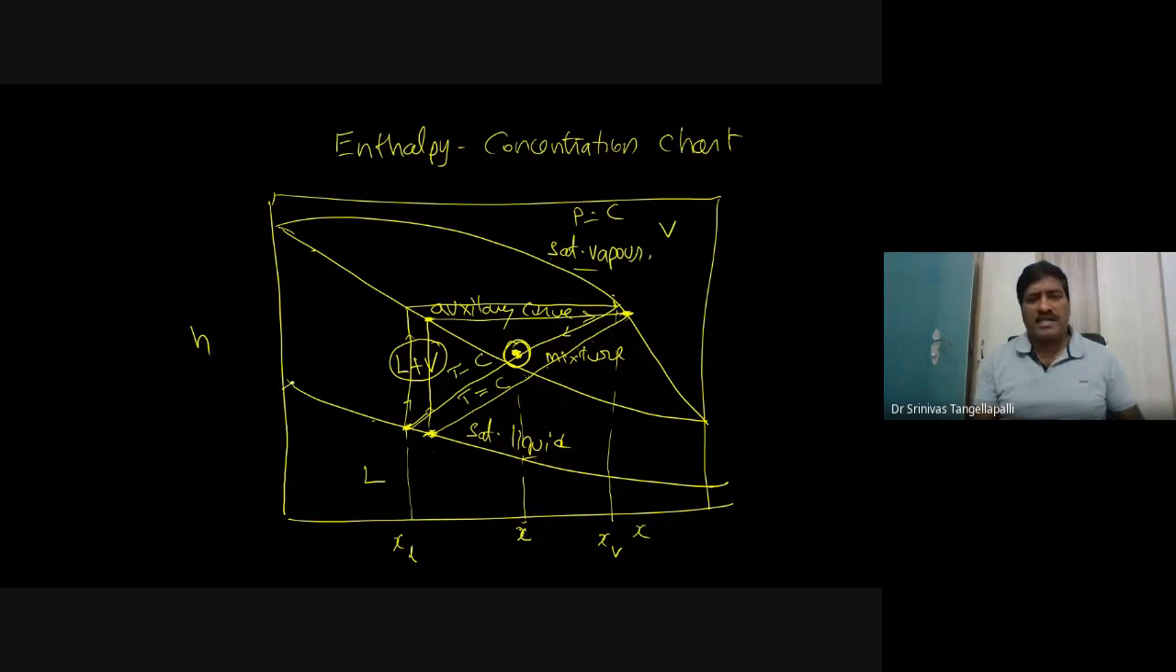This is the saturated liquid line and this is the saturated vapor line. Enthalpy shows the difference between the enthalpy of the liquid and the vapor. What is the difference between the enthalpy of vapor and the enthalpy of liquid? This is the latent heat. Since it is at x equal to 0, this is the latent heat of water at this pressure, and this is the latent heat of ammonia.